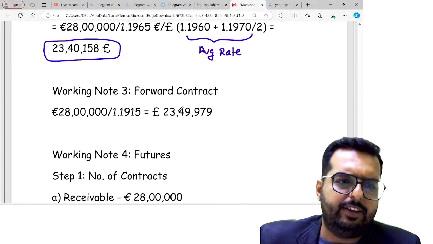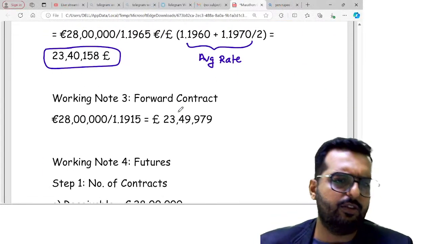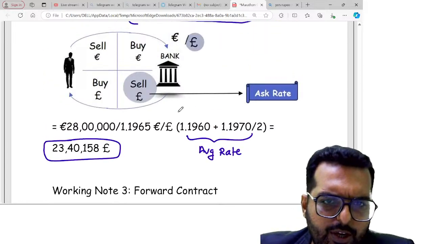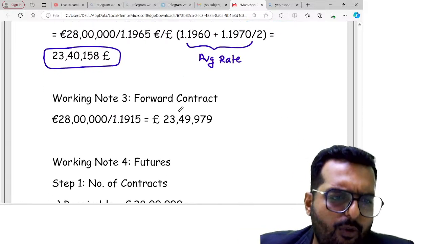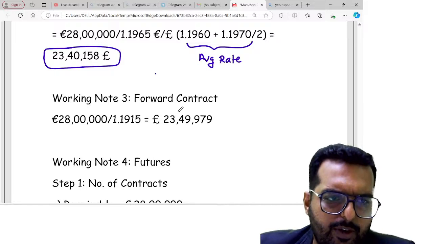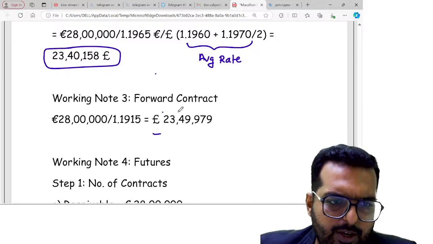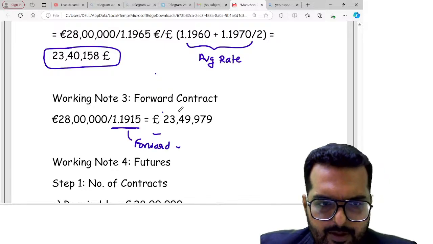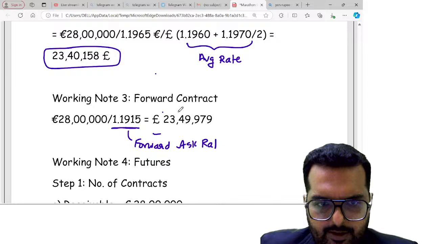Right, friends. Next one is forward contract. Forward contract is also very straightforward. We already got it to be the ask rate. So you have to take the forward ask rate and you are supposed to solve it. Correct? Can you please do the forward rate on your own now? This is the forward ask rate. Please do it.